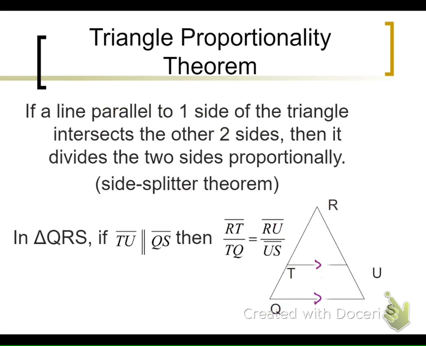Here we see that if a parallel line to one side of the triangle intersects two sides, then it divides the two sides proportionally. If it's parallel, then you have RT, which is the top part of the triangle, over just the bottom part. Yesterday we added both halves of the triangle to create that ratio. Now we're only using the quicker method you wanted, just using the bottom part. And then you have RU over just the bottom part again. So we're splitting those sides.